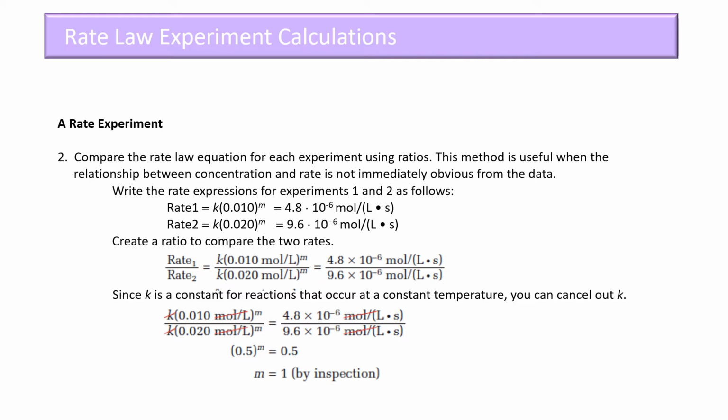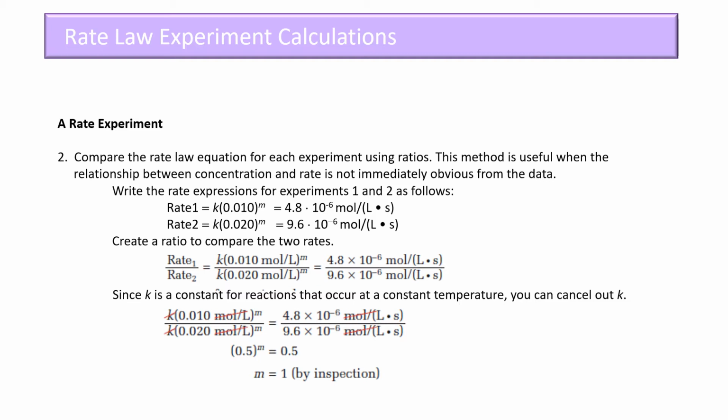So the rate of experiment 1 is k times 0.010 to the order m, equal to 4.8 times 10 to the negative 6 mole divided by liter seconds. Rate 2 is k times 0.020 to the order m, equal to 9.6 times 10 to the negative 6 mole divided by liter seconds.